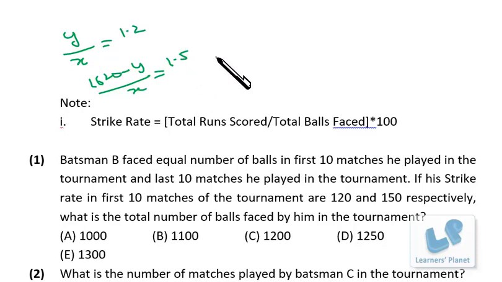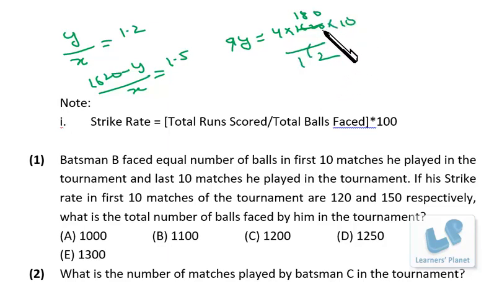is 5 by 4. So if I solve it, x will be cancelled. So I'll be getting 9y is equal to 4 into 1620. So y will be equal to 720, right? So y is 720. Then x will be equal to y by 1.2. So this divided by 1.2. So that comes to 600. So total balls will be 600 plus 600, 1200.